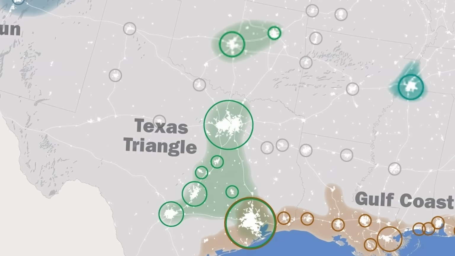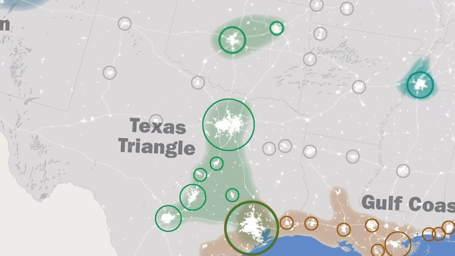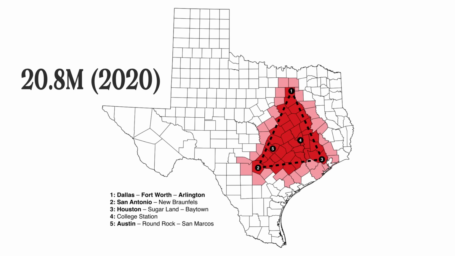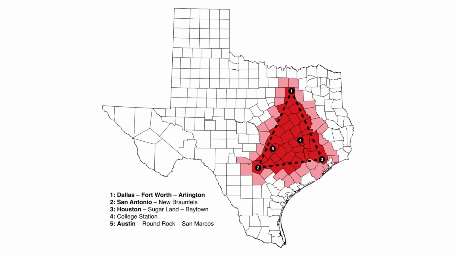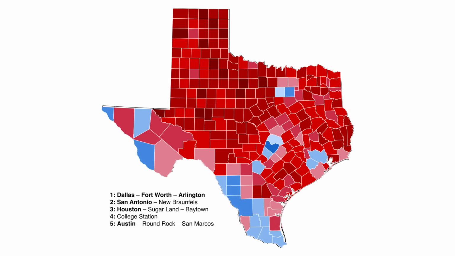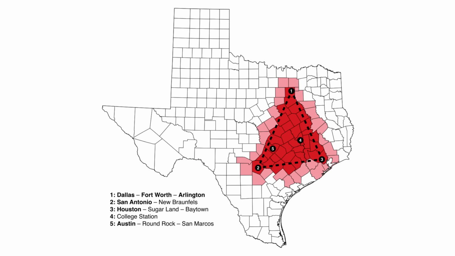And finally, the Texas Triangle. It contains the state's 4 largest cities, Austin, Dallas-Fort Worth, Houston, and San Antonio. Its 2020 population estimate was 20.8 million, 6.2% of the country. Interestingly, the Texas Triangle can be considered one of the more politically left-wing areas in Texas due to the anchoring cities and the fact that urban centers tend to lean more Democrat in recent elections.